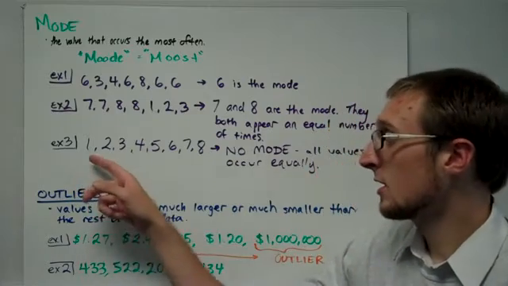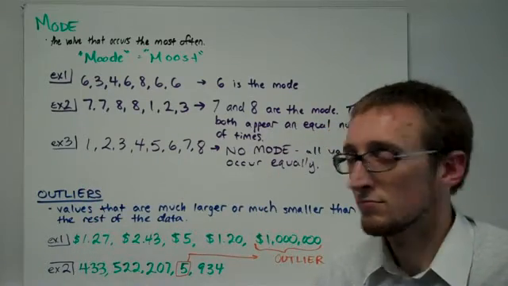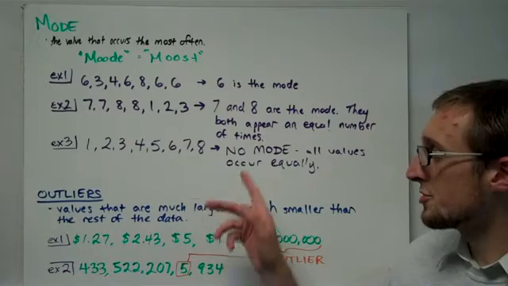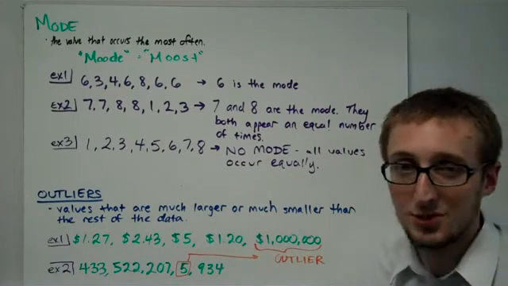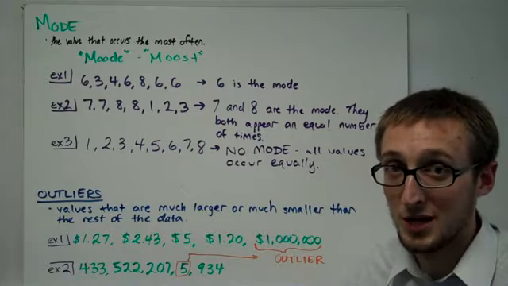For example 3, I've got 1, 2, 3, 4, 5, 6, 7, 8. Well, there's no mode for something like this. All of the values occur the same number of times, and that's 1 time.